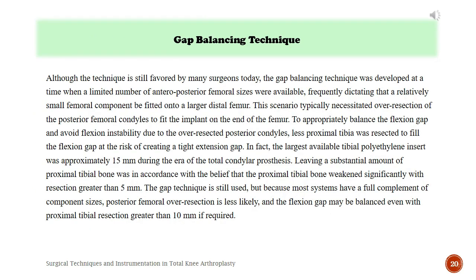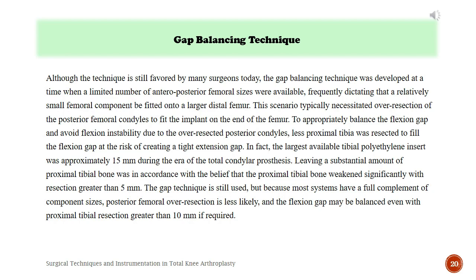Although many surgeons still favor the technique today, the gap balancing technique was developed at a time when a limited number of anteroposterior femoral sizes were available, frequently dictating that a relatively small femoral component be fitted onto a larger distal femur. This scenario typically necessitated over-resection of the posterior femoral condyles to fit the implant on the end of the femur. To appropriately balance the flexion gap and avoid flexion instability due to the over-resected posterior condyles, less proximal tibia was resected to fill the flexion gap, at the risk of creating a tight extension gap.